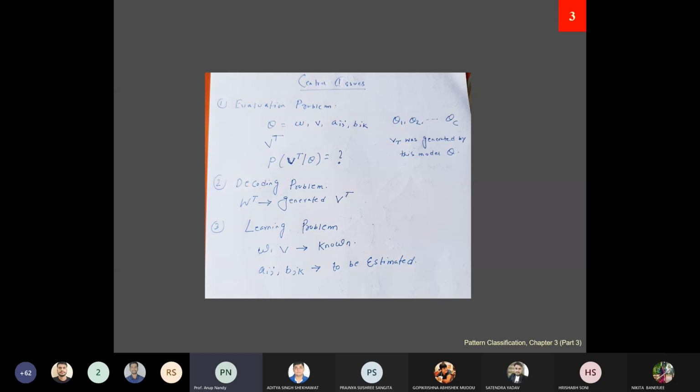Now the decoding problem is used for testing. For the training, you have to use the Baum-Welch algorithm. For the testing, you have to use the Viterbi algorithm for the decoding problem, and I will be explaining this Viterbi algorithm. So Viterbi algorithm for the decoding problem, that is testing, and Baum-Welch algorithm for training.